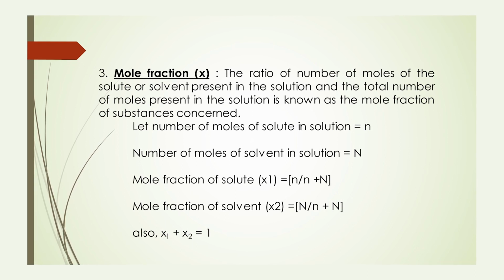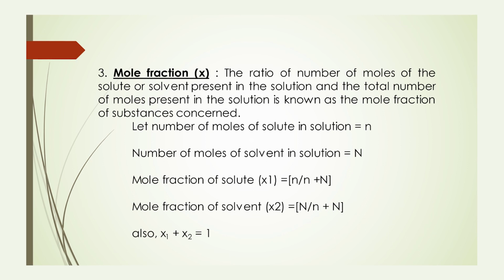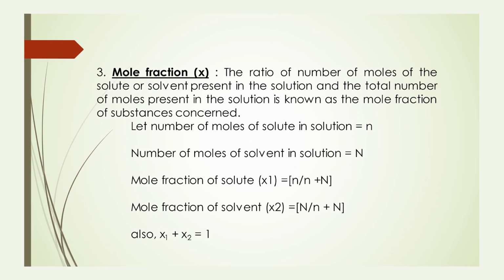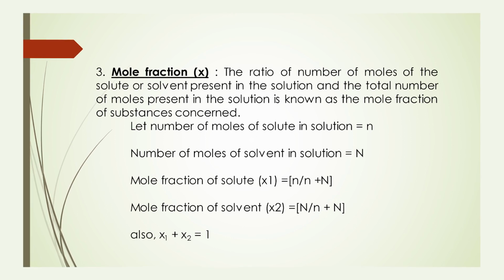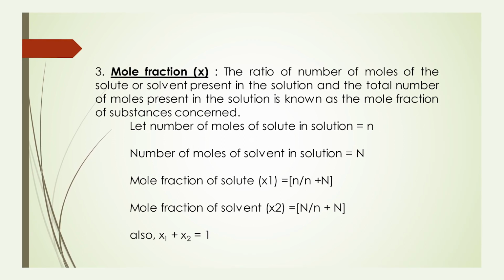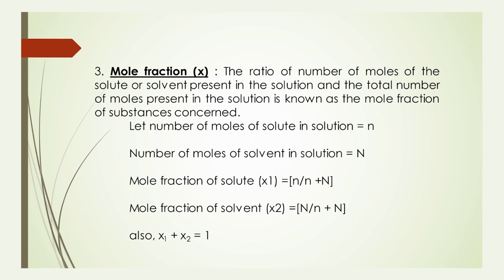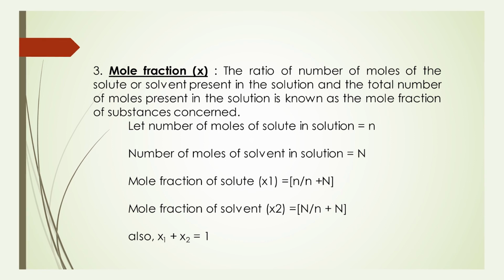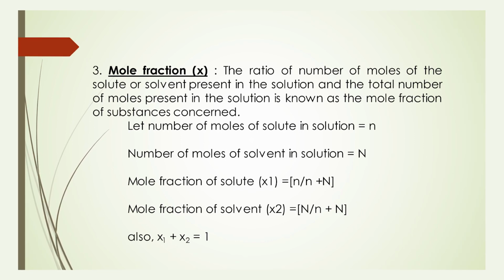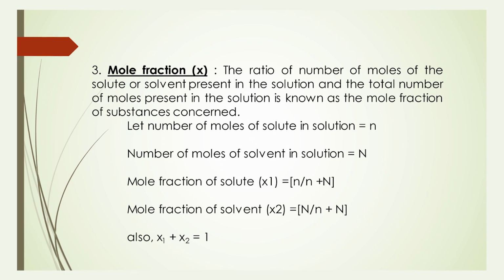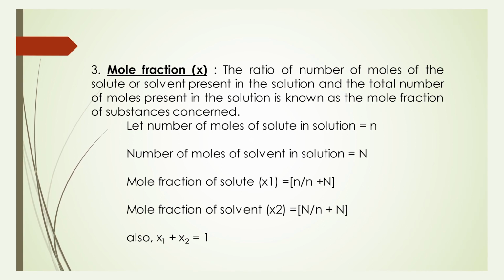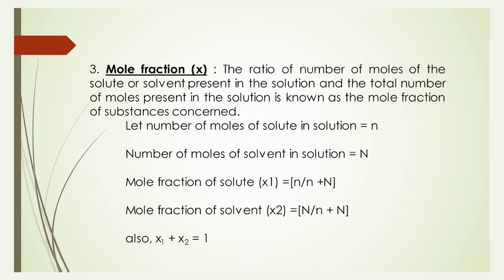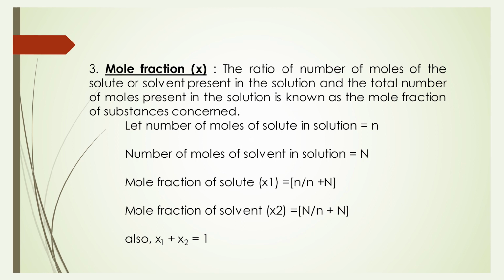Calculate the mole fraction of benzene and octane. Now, how to calculate this? The mass of benzene, that is solute, is given as 3.9 gram. Molar mass of benzene is 78 gram per mole. The number of moles n1 is equal to 3.9 gram divided by 78 gram per mole, which is equal to 0.05 mole. Mass of octane, which is the solvent, is equal to 11.4 gram.